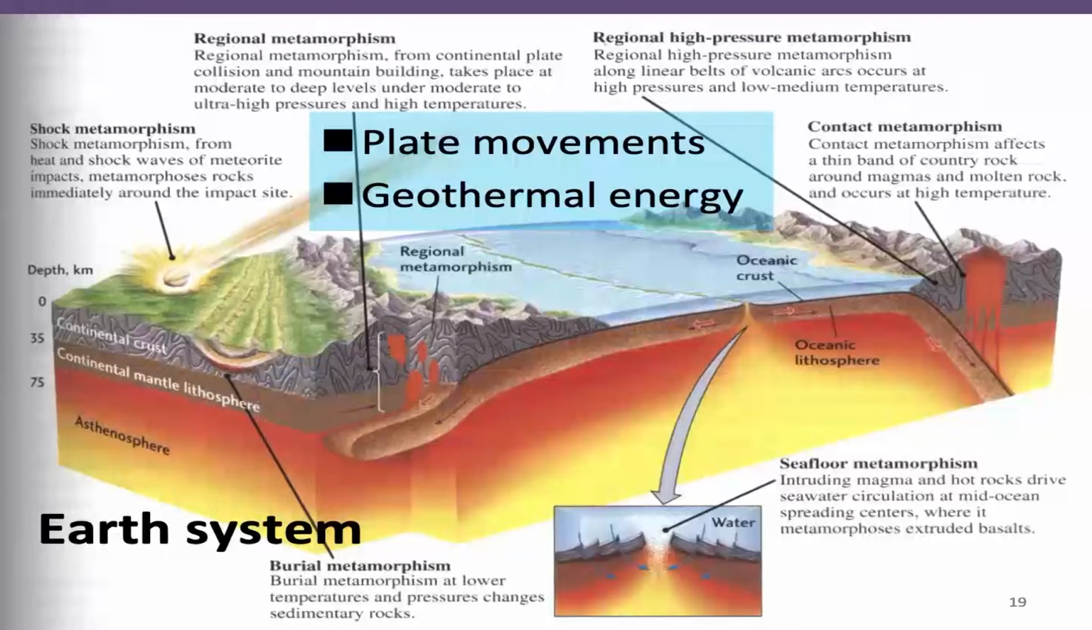Now about the processes. Earth as a system, if you take, we have internal and external processes. For example, plate motion, plate tectonics, and geothermal energy are internal processes. We'll briefly talk about the earth as a system in the coming few slides.